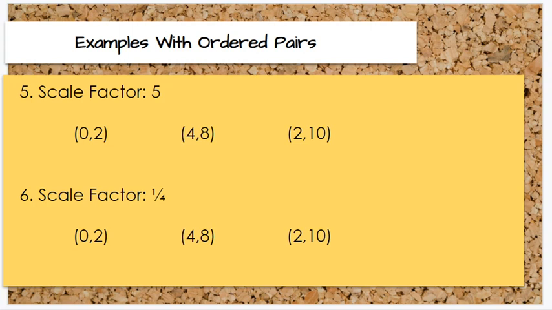Example 5 and 6, examples with ordered pairs. This is at the bottom of your notes page. So it says number 5, use a scale factor of 5 and give the new coordinates. Here's the originals. So these are the pre-image. We want to give the new ones.